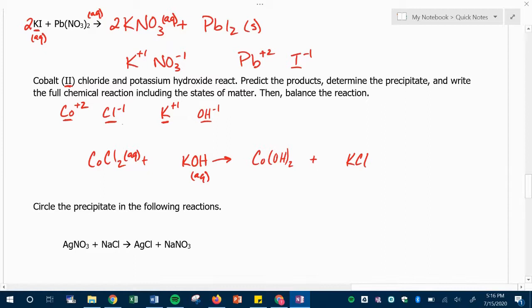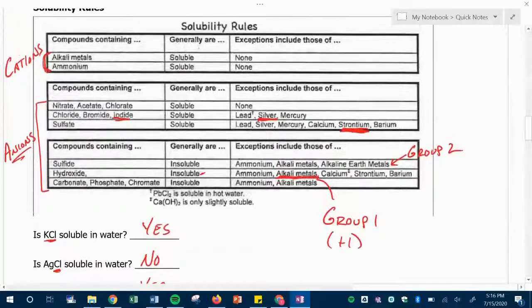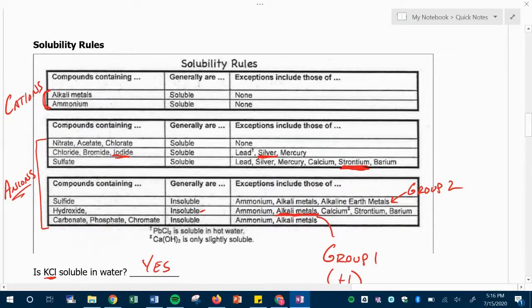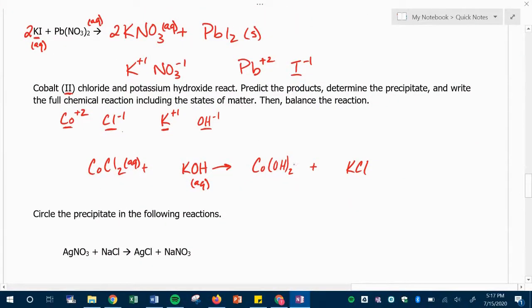We have cobalt 2 hydroxide. So we check our hydroxides rule and see what it says about cobalt. Let's find hydroxide. There it is. Hydroxides are generally insoluble, except ammonium, alkali metals, calcium, strontium, barium. Oh, so cobalt isn't included, which means that our cobalt 2 hydroxide is insoluble. Now, if it's insoluble, remember that's the solid, so that's what gets the s here. And if we already figured that out, that means that KCl is automatically our aqueous compound.